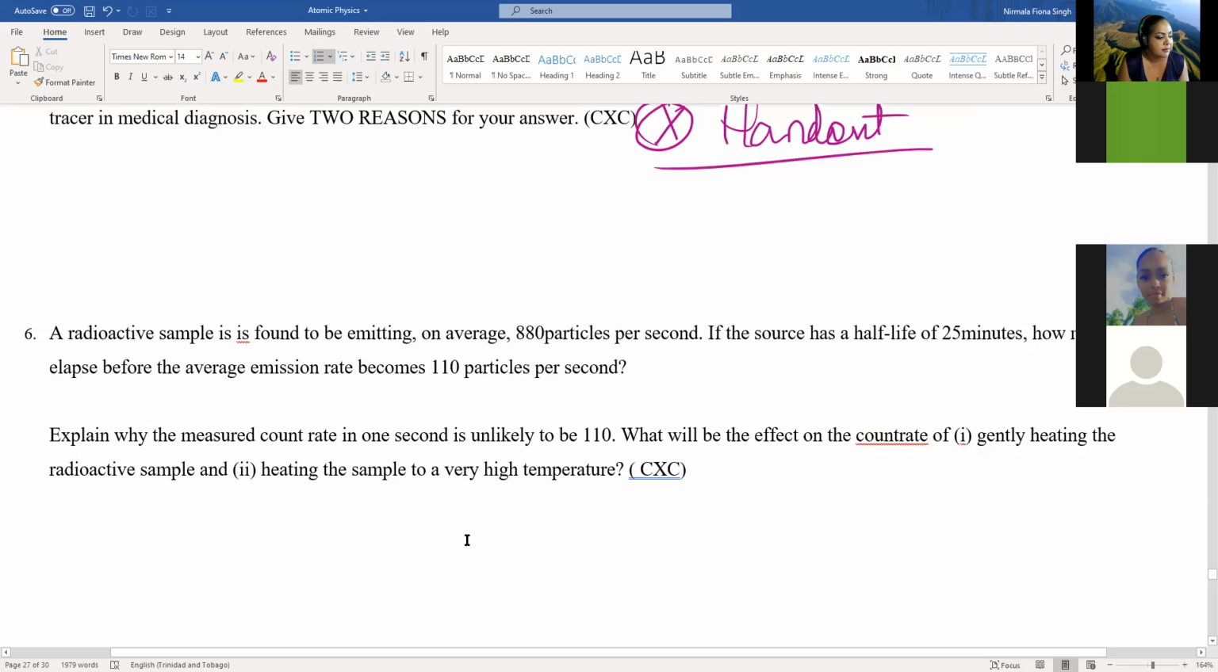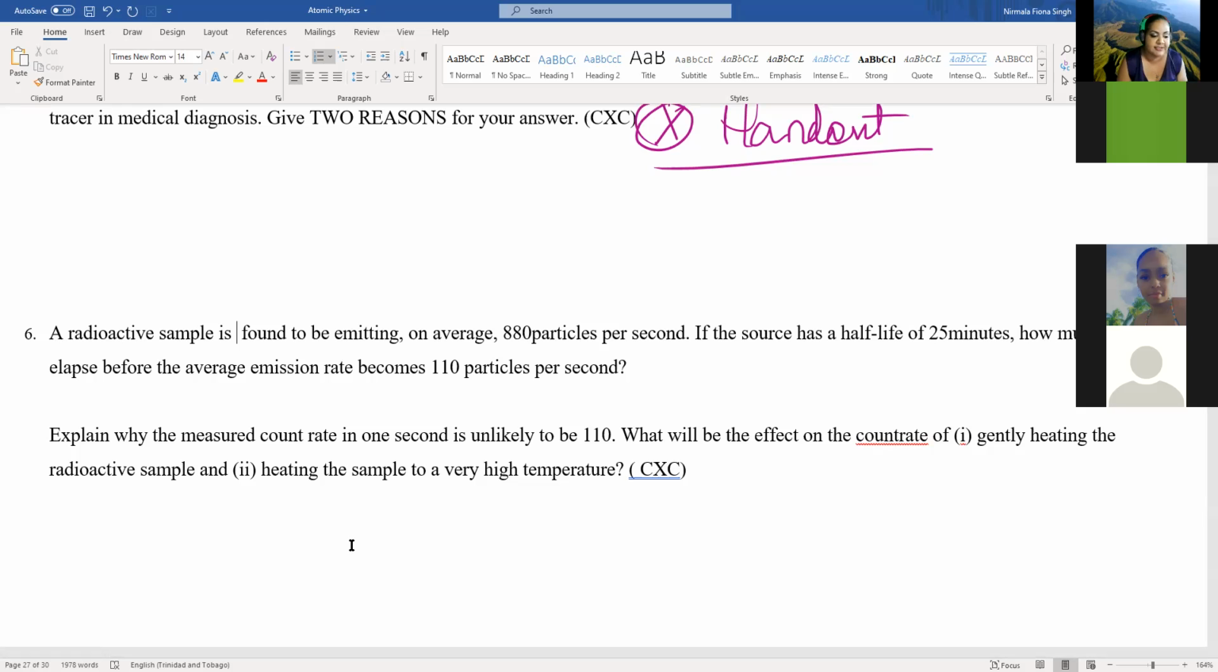A radioactive sample is found to be emitting on average 880 particles per second. So that means every single second is giving off 880 particles. If the source has a half-life of 25 minutes, how much time will elapse before the average emission rate becomes 110 particles per second?